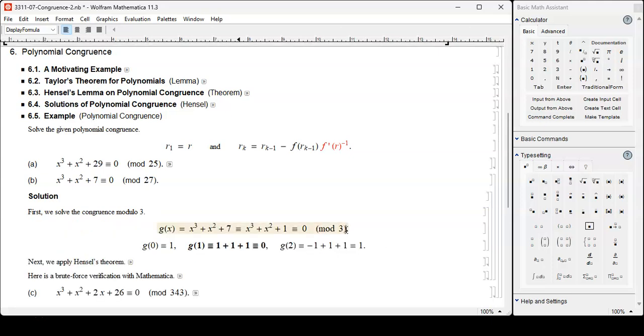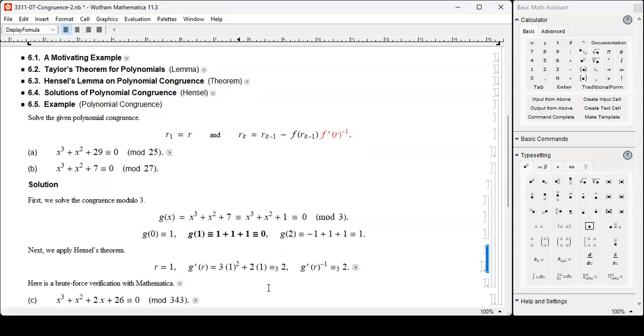And all those are easy. Plug in 0, that's trivial. Plugging in 1, in place of x, just put 1. And then plugging in 2, we have negative 1 in place of those x, so that's all easy. And it turns out g of 1 is 0, modulo 3. Okay, all right, and then let's apply Hensel's theorem. So the base case, this r value is 1, and then we want f prime of 1 inverse, or g prime of 1 inverse.